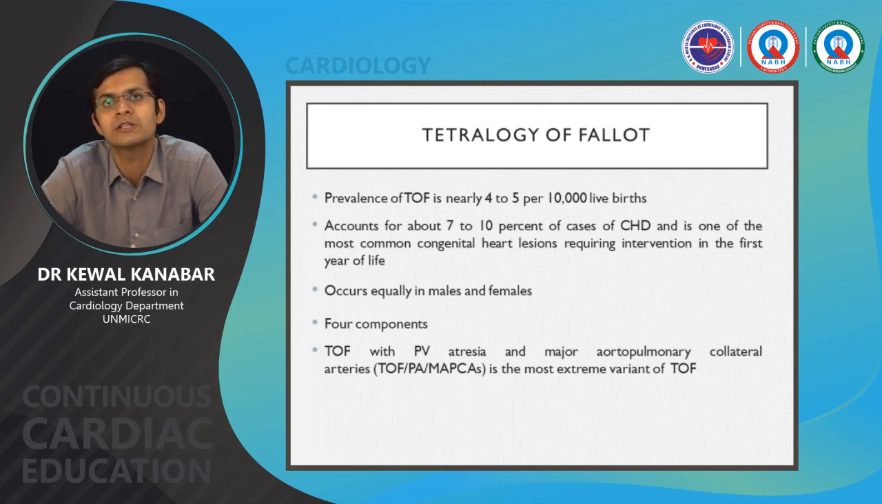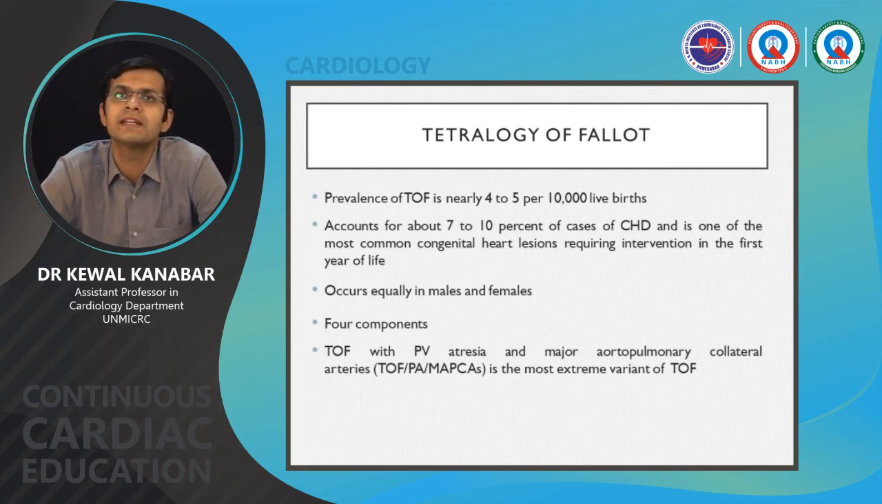It basically has 4 components. There is usually a large non-restrictive VSD, usually with bidirectional shunting. There is severe right ventricular outflow tract obstruction, that is infundibular and valvular pulmonary stenosis. There is overriding of the aorta, and consequent to the RVOTO, there is right ventricular hypertrophy. A 5th component, in pentalogy of Fallot, is when they have a tetralogy with an ASD.